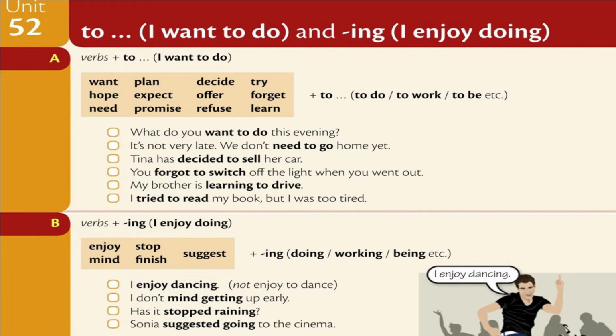Section B. Verbs plus ing. I enjoy doing. Enjoy, mind, stop, finish, suggest, plus ing, doing, working, being, etc. I enjoy dancing, not enjoy to dance. I don't mind getting up early. Has it stopped raining? Sonia suggested going to the cinema.